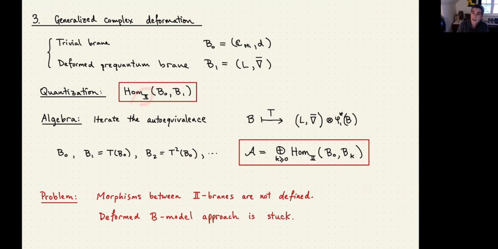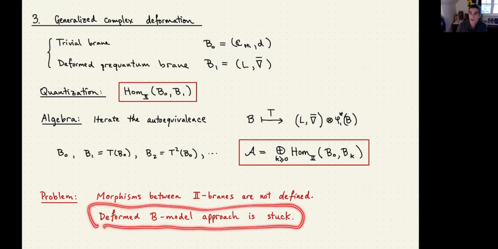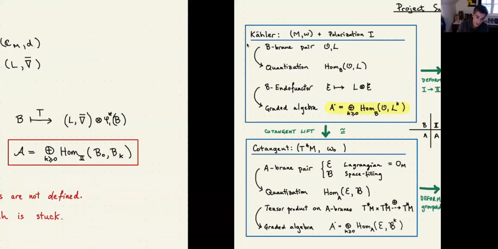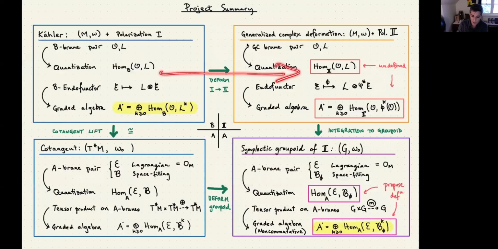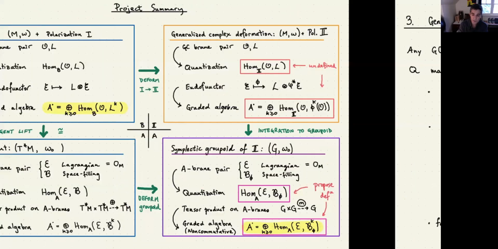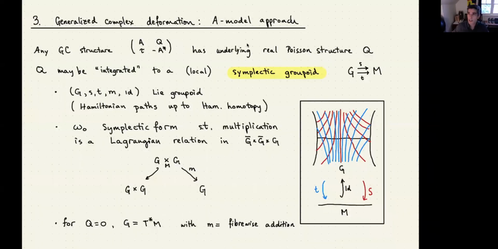definition of this category. If you look in the physics literature, there is no suggestion somehow analogous to the B model and A model calculations, which indicate how one should compute the morphisms in this category. So this is the main reason why the deformed B model approach is stuck. So instead of going directly this way, we're going to take this detour to this. Let me explain how this works.